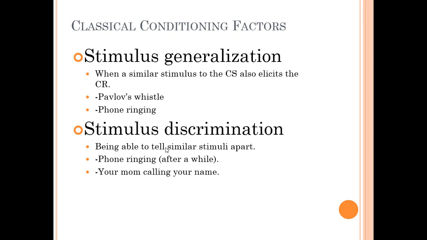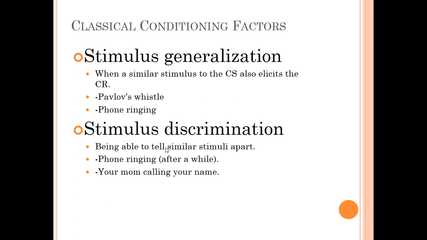In Pavlov's dogs, Pavlov tried to do another experiment with a whistle, but the dogs generalized what they had learned about the bell to the whistle. And so whenever Pavlov blew the whistle, the dogs would salivate anyway.